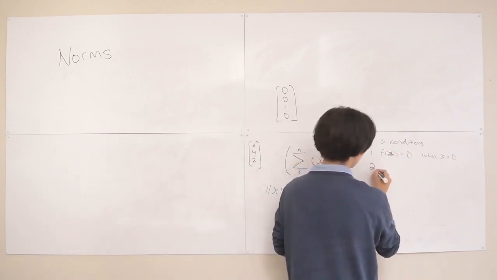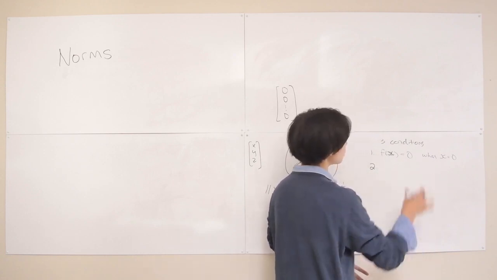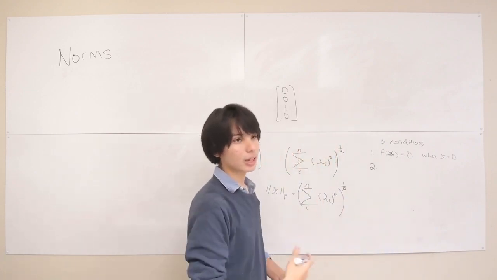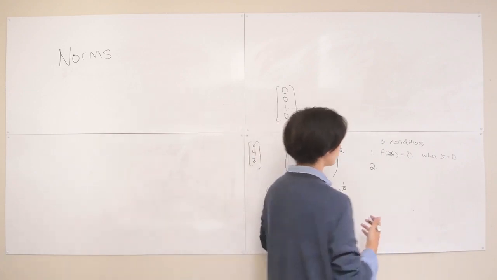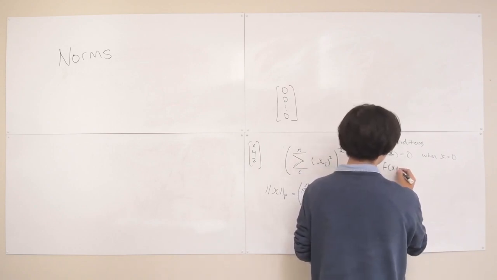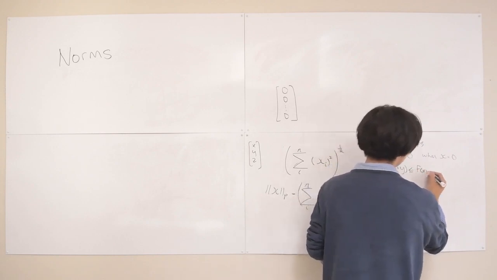Secondly, it has to obey the triangle inequality. The reasons for this are a bit complex, but it basically makes things consistent further down the line when people are trying to do proofs with these things. So specifically, f of x plus y has to be less than or equal to f of x plus f of y.